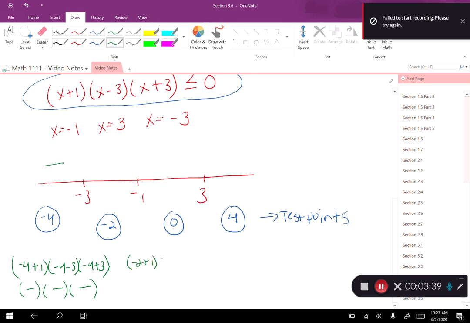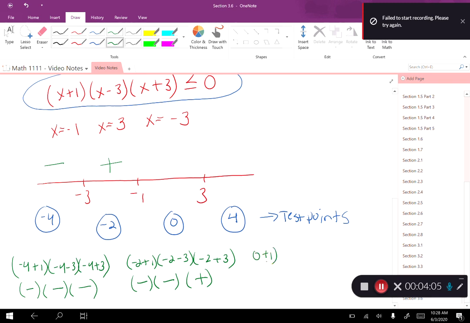Let's plug in negative 2 next. Negative 2 plus 1, negative 2 minus 3, negative 2 plus 3. Negative 2 plus 1 is a negative number. Negative 2 minus 3 is a negative number. Negative 2 plus 3 is a positive number. So it's a negative times a negative times a positive. You'll get a positive.